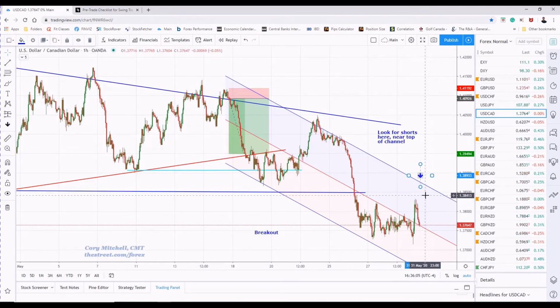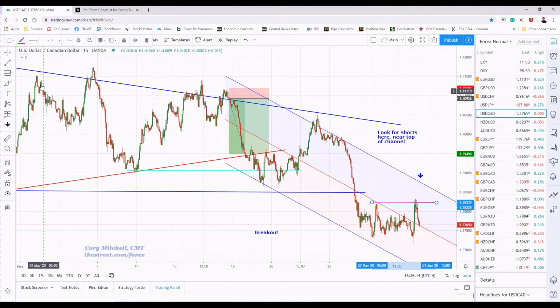Maybe if we get one more pop above here. Remember, I don't need to trade right near this line. It could be a little bit below, a little bit above. It's more just the price action. So here we can see we've been at a bit of a range.